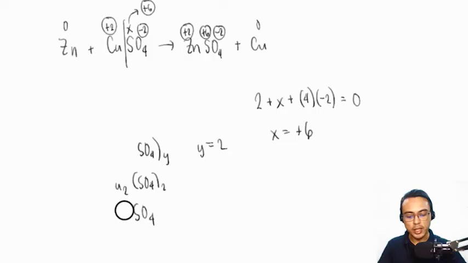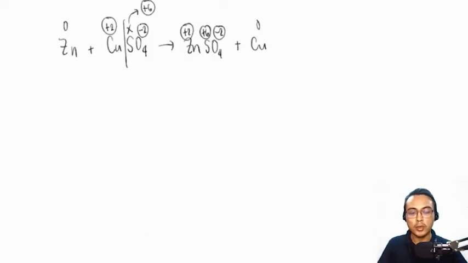Now the question is, is this a redox reaction? The answer is yes, because first, zinc changed its oxidation state from 0 to positive 2, and then copper also changed its oxidation state from positive 2 to 0. This is a redox reaction.